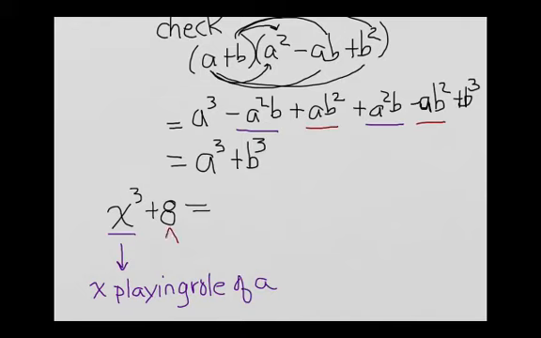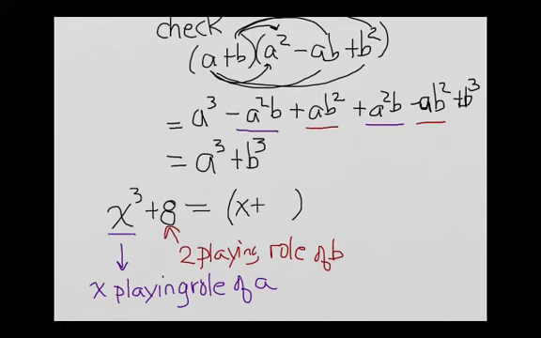And we have the second term is 8, so that means that 2 is playing the role of B. So when we factor, the binomial that we get is A plus B, so in this case that's going to be x plus 2.